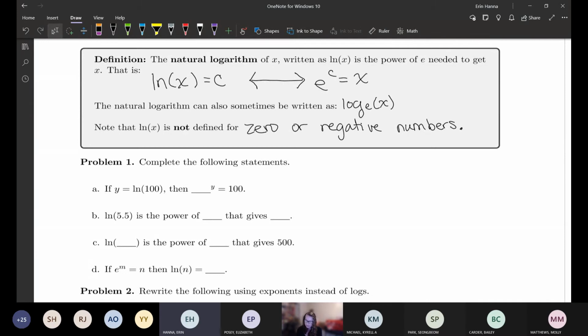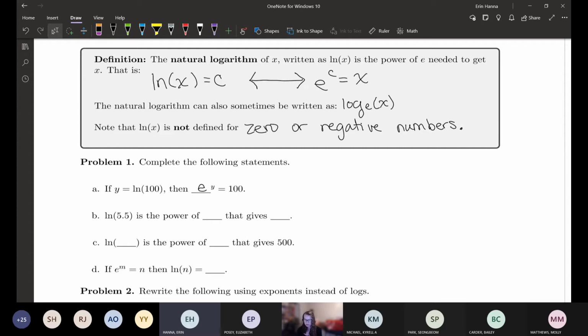Anyway, complete the following statement. We're essentially going to use that definition to do these. If y equals the natural log of 10, that's not 10, that's 100. If y equals the natural log of 100, then what to the y equals 100? Well, since the natural log is the power of e to get 100, it's e to the y equals 100.